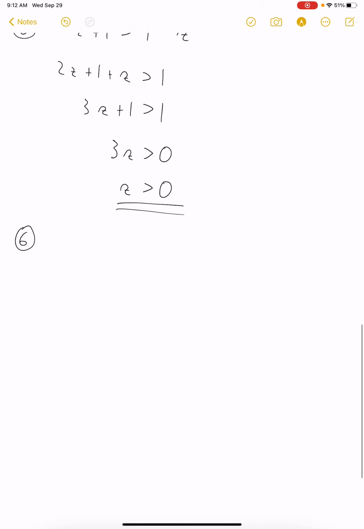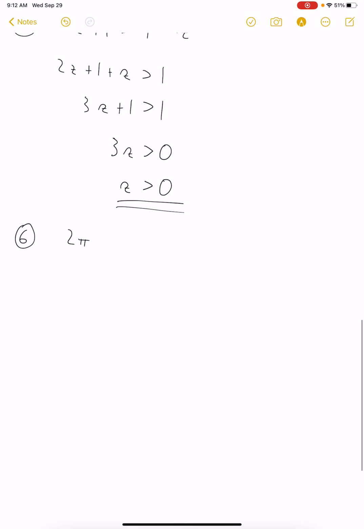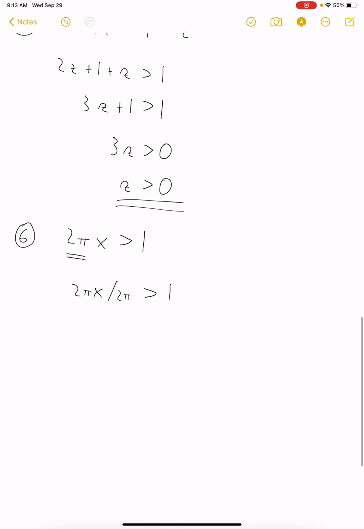Problem number 6. 2 pi times x is bigger than 1. Now this is quite simple because 2 pi is a positive number. So we can divide both sides of the inequality by it, and we get 2 pi x divided by 2 pi must be bigger than 1 over 2 pi, which means x must be bigger than 1 over 2 pi. So the solution to the problem are all numbers that are bigger than 1 over 2 pi.